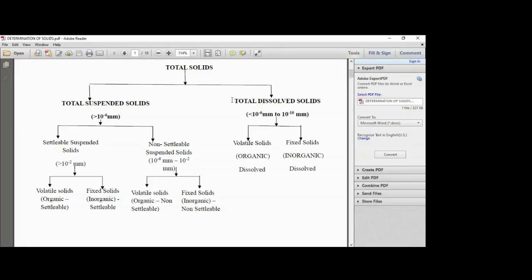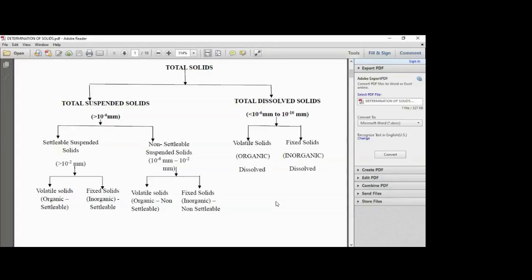sedimentation tank. Similar is the case with your total dissolved solids. If I have to remove total dissolved solids, I'll have to make them settlable again, right? So in the aeration tank, the total dissolved solids will undergo the redox reaction. The redox reaction will make them settlable, and these solids will get removed in the secondary sedimentation tank. So I'm hoping I've made this very clear, and this is one of the most important questions which will be asked by the examiner in your examination related to solids.